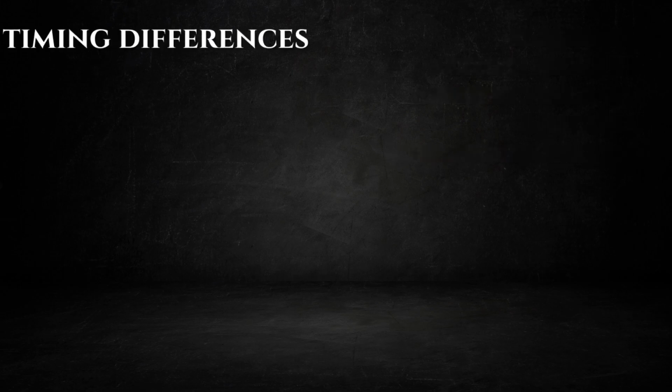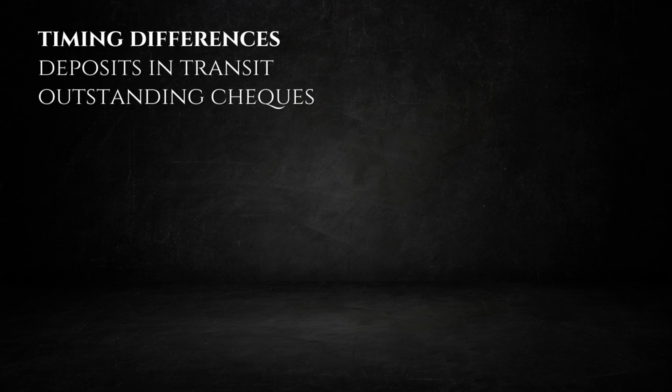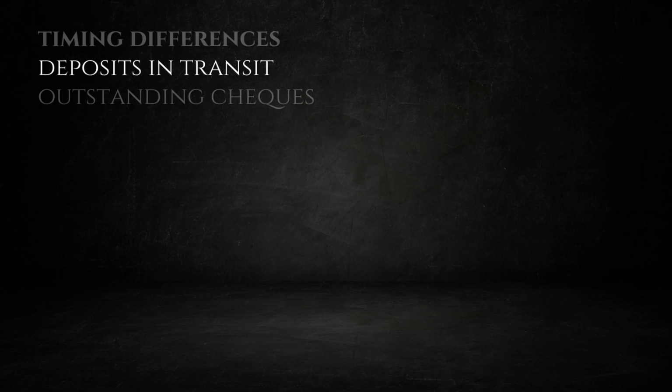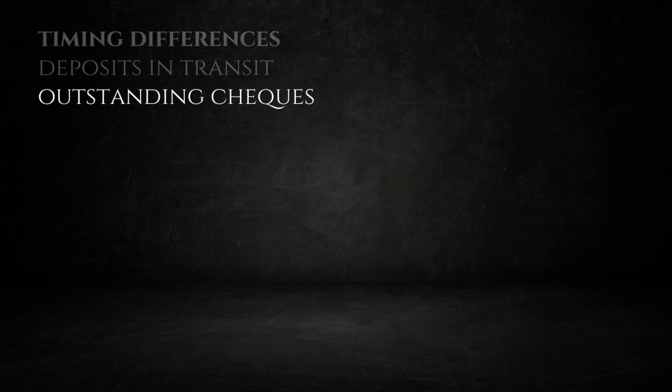Next up, we have timing differences. These occur when transactions are recorded in different periods in the bank statement and the cash book. The most common timing differences are deposits in transit and outstanding checks. Deposits in transit are those sneaky cash inflows that you've recorded in your cash book but haven't yet appeared on your bank statement. On the other hand, outstanding checks are the ones you've sent out, but they haven't been cashed in by the recipients yet.